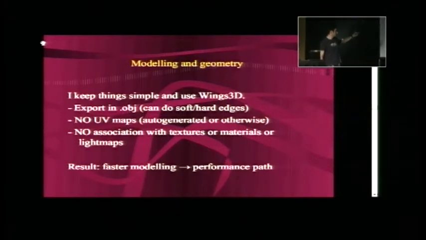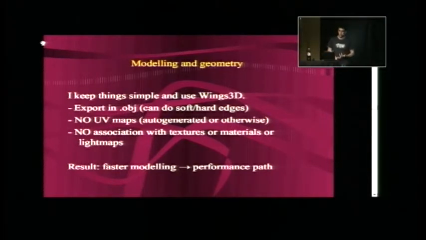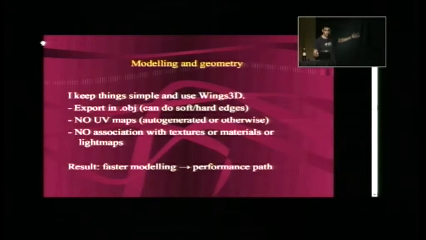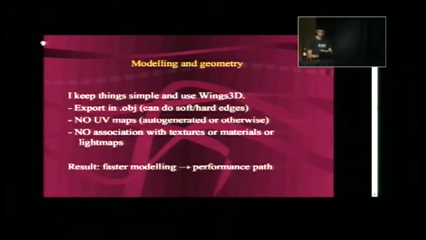I used to calculate UV maps where each vertex would have its own associated UV coordinate, either auto-generated or manually through Wings, or Blender can do that. But I don't do that anymore because it's just a waste of time, I think. And time is what I'm talking to you about. It's all these tricks to save you time. And there is no association with textures or materials or light maps or any of that.